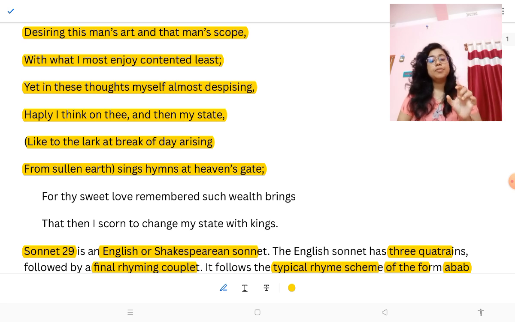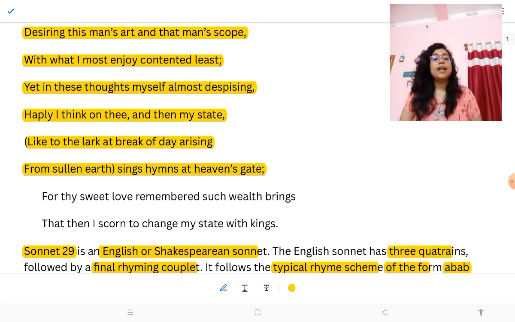So he said that it's like a lark at break of day, arising from silent earth. A lark is a bird, and that TV series also writes about this, the skylark. The lark is a beautiful bird, and it sings very well at sunrise. When the sun rises, it sings hymns at heaven's gate. Heaven's gate means it arises from the earth and sings at heaven's gate. Heaven's gate means God's gate, right?